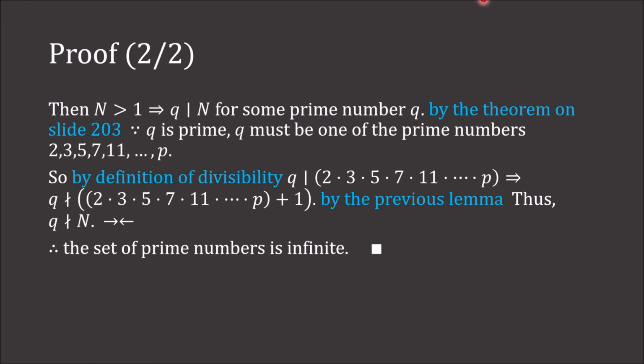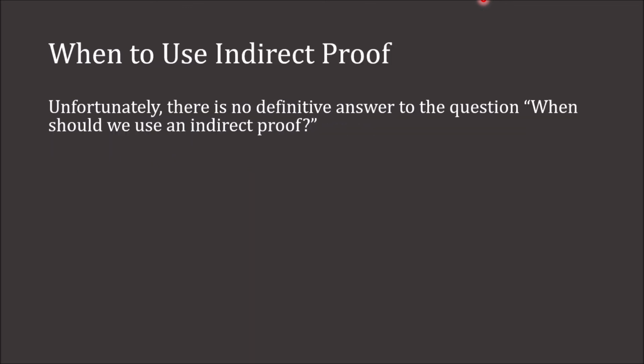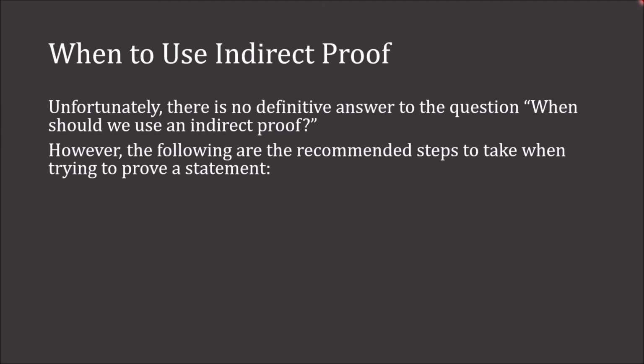So when do we use an indirect proof? Well, sadly, there is no definitive answer to that question. However, the following are recommended steps to take when trying to prove a statement. First, try to prove the statement directly. Generally, this will either succeed, or in trying to do so, you'll come up with a counterexample.